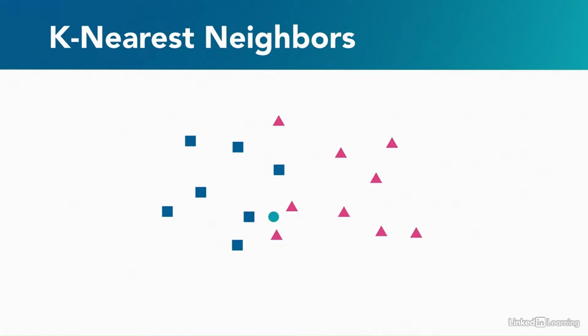To avoid ties, k must be an odd number, and even so, its value is very crucial. For instance, suppose we chose k equals 3 for this plot. Then the new sample would be classified as a triangle because most of its neighbors are triangles. However, if k equals 5, then it would fall into the square category. That said, the advantage of this algorithm is its evident simplicity. There are very few calculations going on.